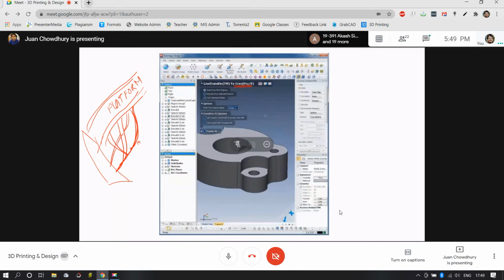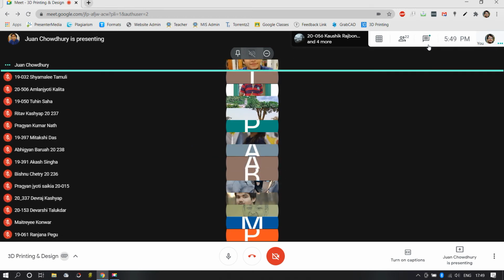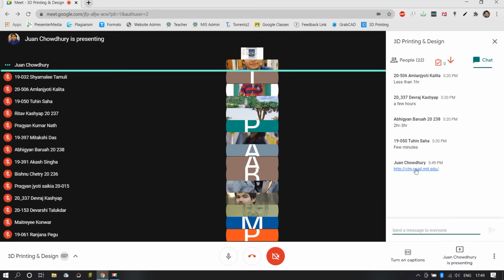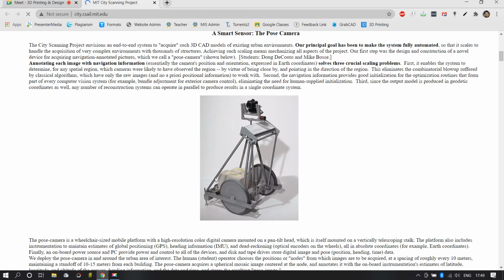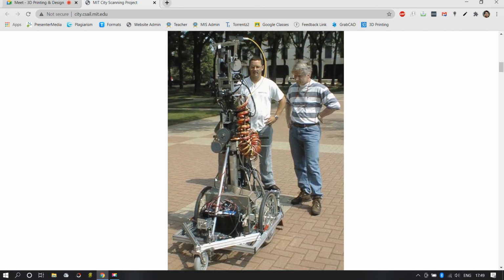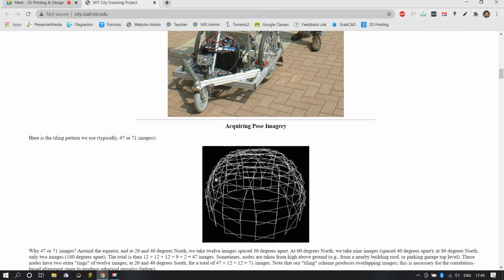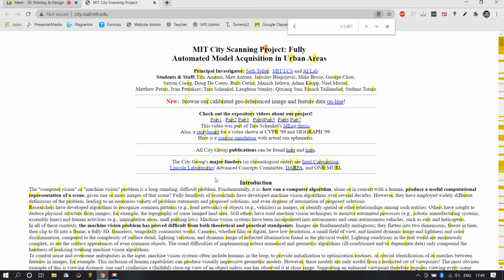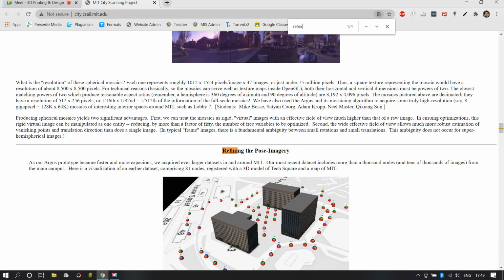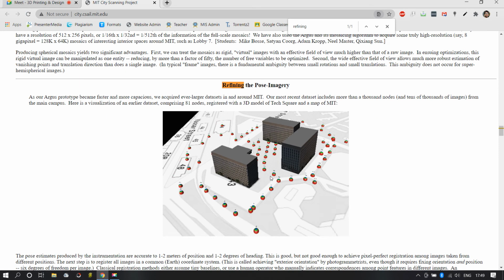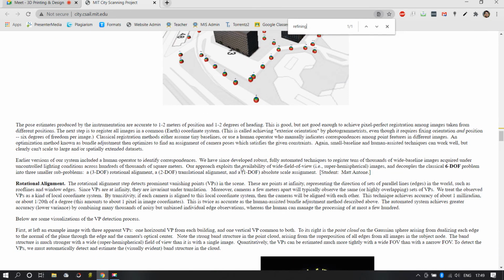Yeah, this is the C Cell website. I'll share a link. They did some scanning of the entire region. There's no page number to it, but you can check out refining post imagery by simply checking. Go to this context, and then you can see how the entire building is recreated. Three buildings are there.